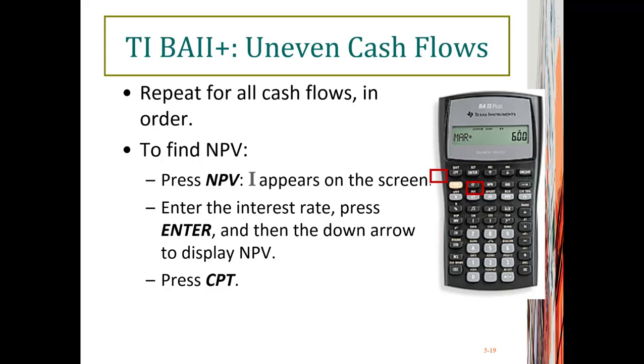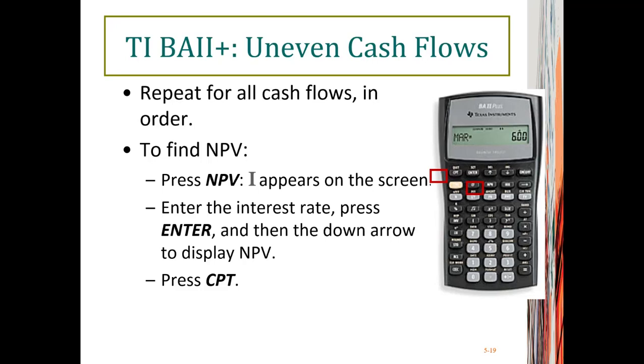Which is the middle key on the second row, NPV. And NPV is called net present value, and we will learn net present value in a later chapter. But in this case, this NPV is equivalent to present value of uneven cash flow. You might expect to get an answer once you press NPV. However, your calculator will show I equals.